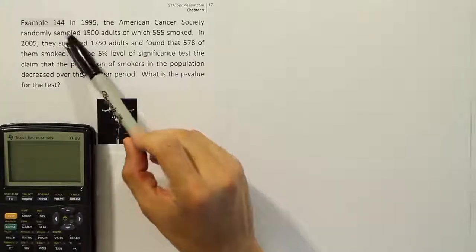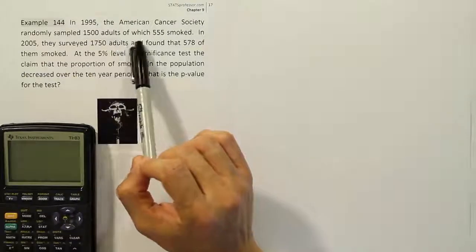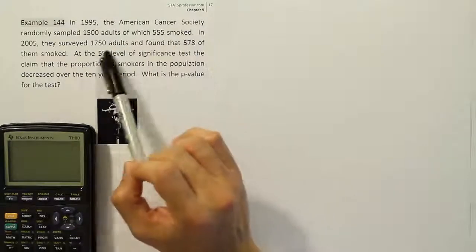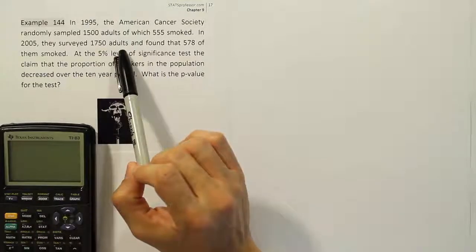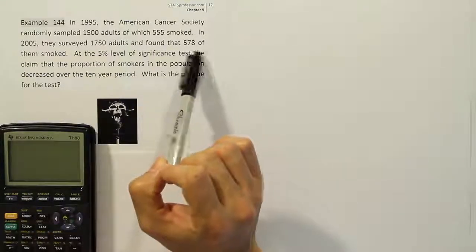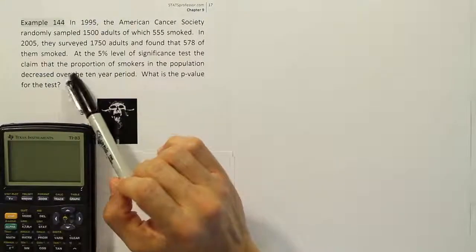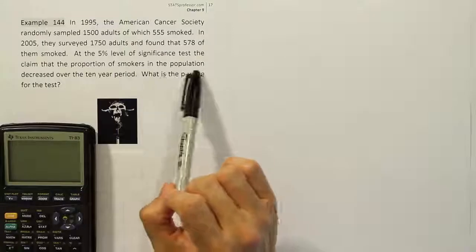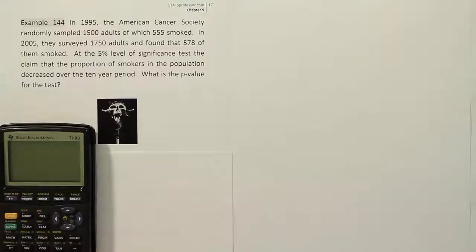Example 144. In 1995, the American Cancer Society randomly sampled 1,500 adults, of which 555 smoked. In 2005, they surveyed 1,750 adults and found that 578 of them smoked. At the 5% level of significance, test the claim that the proportion of smokers in the population decreased over the 10-year period. What is the p-value for the test?